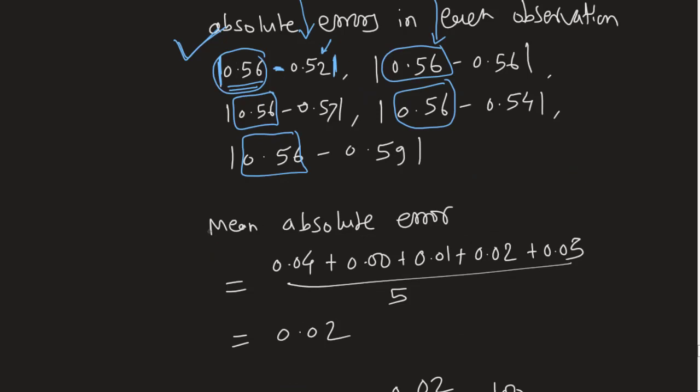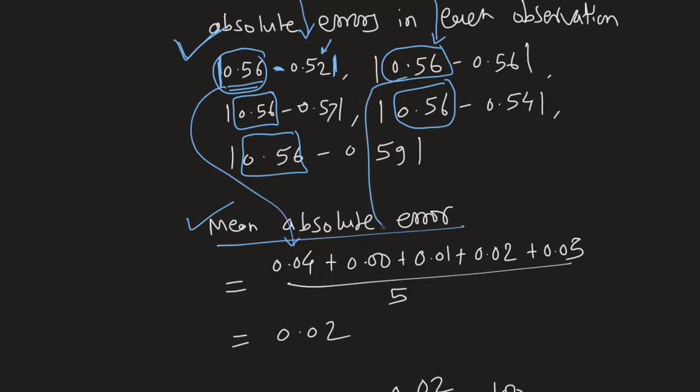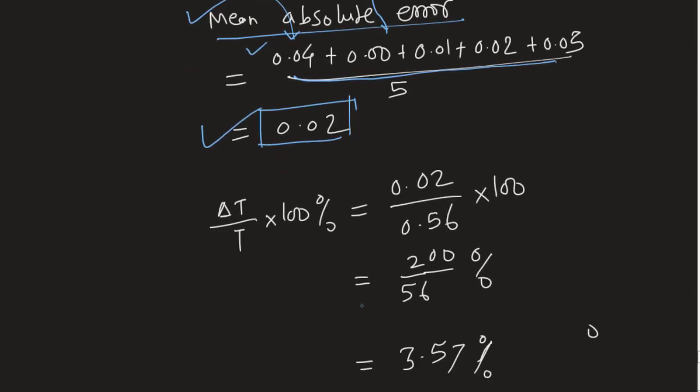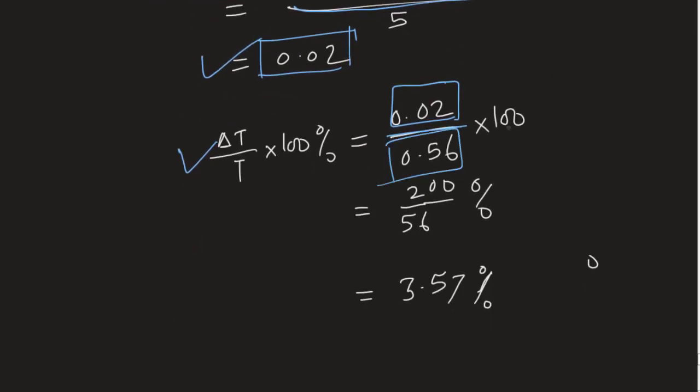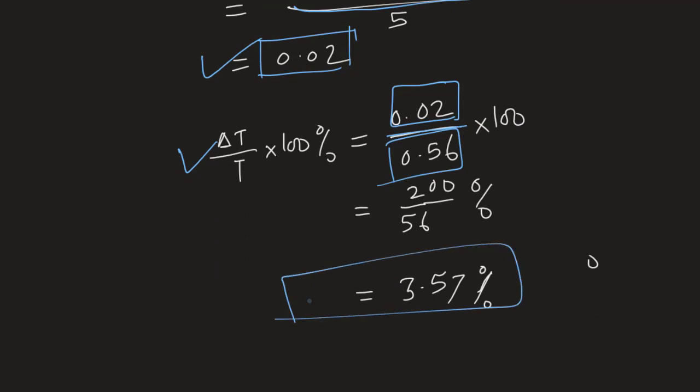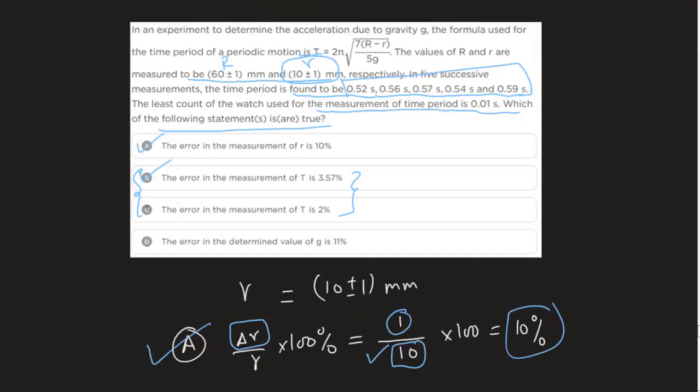Once we calculate those values, we can take the mean absolute error. So these values, whatever we calculated, we have to take the sum of that and then again divide by the number of observations. So it comes out to be 0.02. So that will be the mean absolute error. And then to calculate this delta T by T, we have to consider this mean absolute error and divide it by mean value of time period, and then multiply by 100. So if you calculate that, it comes out to be 3.57%. Option B is correct. Option C is incorrect.